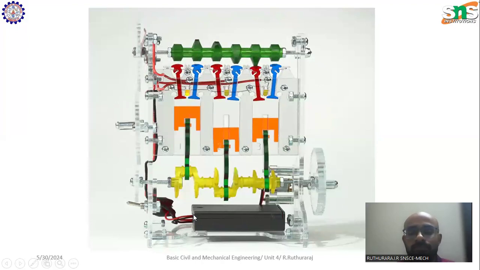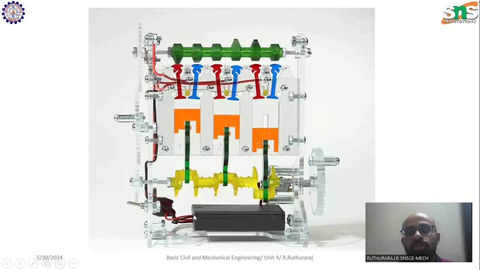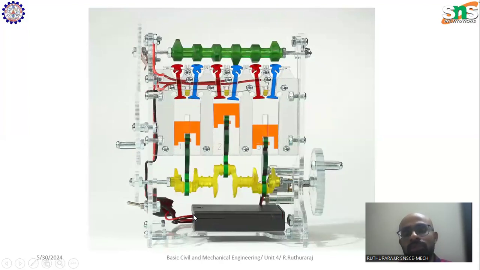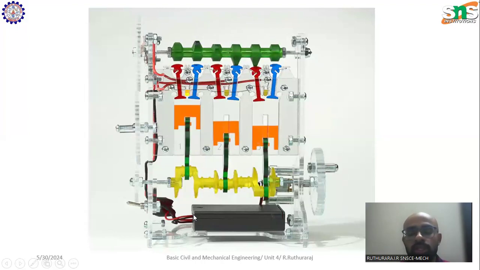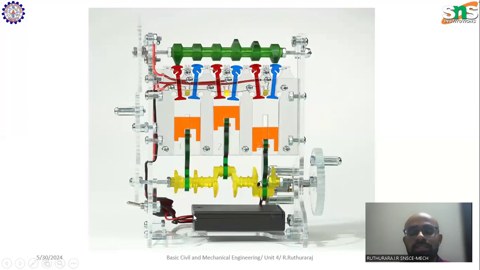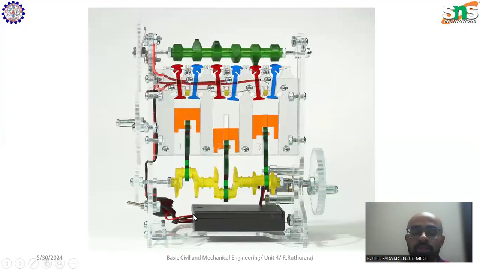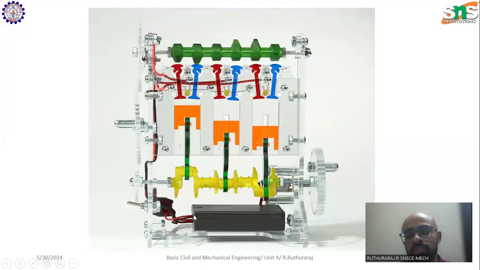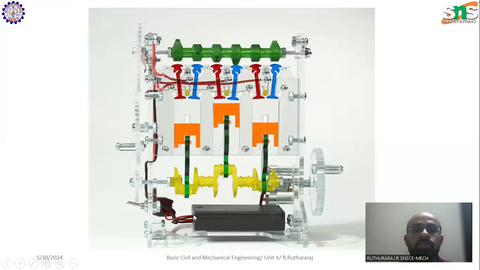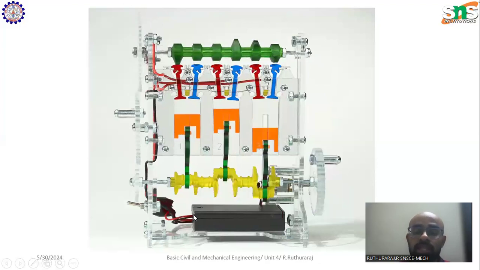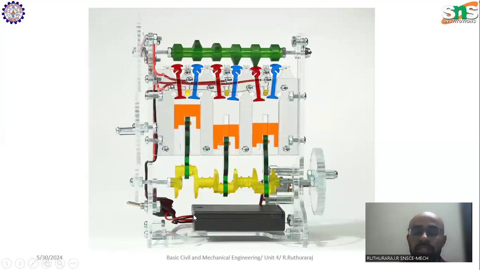So how do the valves open? If an engine starts running, it runs on its own. We will not be giving any additional motion to the machine. Once you start the engine, it will run on its own. So who does the process of opening the inlet valve and exhaust valve? That is done with the help of another shaft called the camshaft.